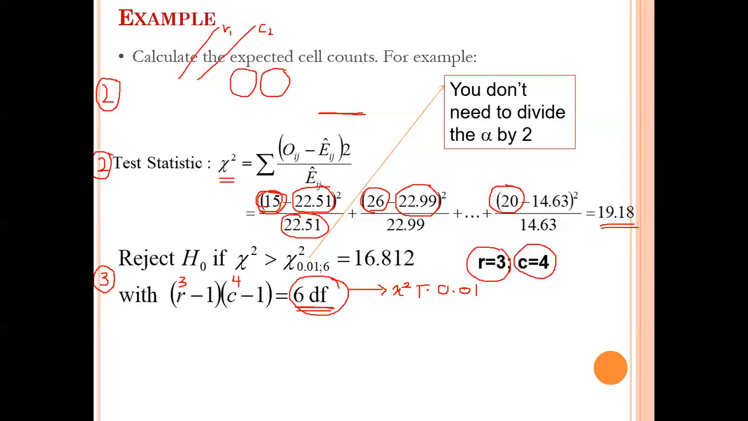And then you must also find 0.01 with the degree of freedom 6. So if you refer to the chi-square table with significance alpha 0.01 and degree of freedom 6, you will get the answer 16.812. This one, 16.812.